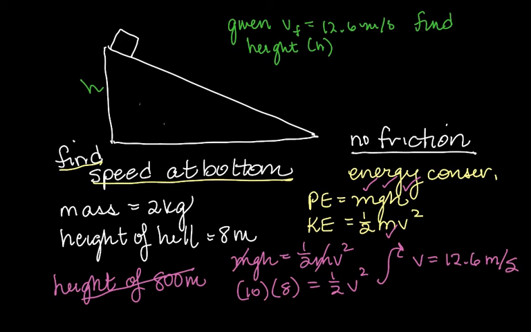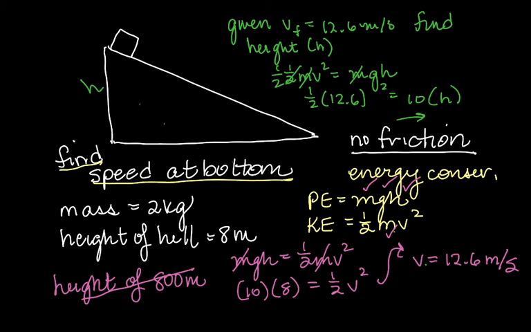Once again, we know that 1/2 mv squared is equal to mgh. The m's go away. Oops, the 1/2 did not go away. And we have 1/2 times 12.6 squared equals 10h. And putting that in our calculator, we get h equals 7.94, which does agree within rounding errors.